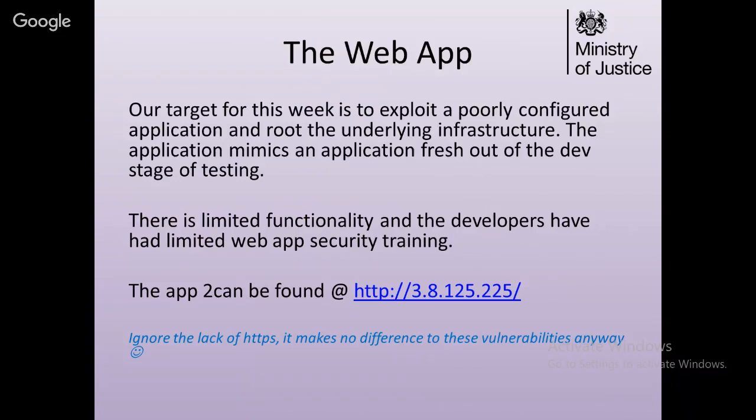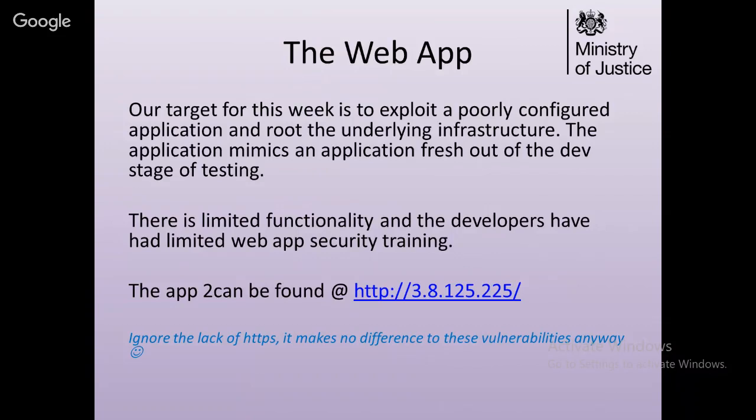So we want to root the underlying infrastructure by exploiting vulnerabilities in the app. This app, I guess you could say, mimics an app maybe fresh out of dev. It's had no security testing, nothing else really put onto it. There's limited functionality, and we can assume the developers have had very limited web app security training.